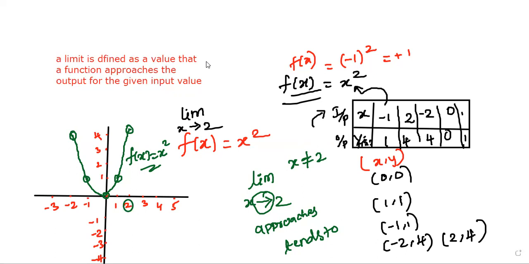Can you repeat? Sorry, what did you say? x approaches 2 means you have to focus on the x-axis. On the x-axis you have 2 here. Did you see that? I have circled it. Yeah, now I saw.